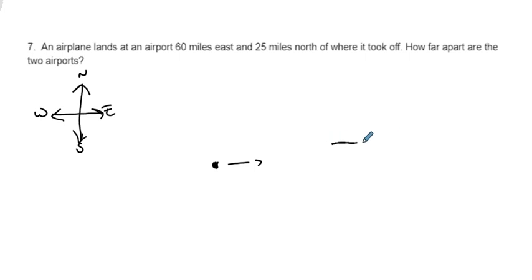So you can just make a triangle and say, you're starting here, and you go this way 60 miles, and then you go north 25 miles. You're using straight dimensions, and then it wants to know how far apart are the two airports. So if it's landing here, the distance between 2 points is always a straight line. So that distance right there is going to be your hypotenuse. That's going to be your C. So it's basically just a matter of a squared plus b squared equals c squared, and you can do the rest. But that's the setup, and that's how that works.